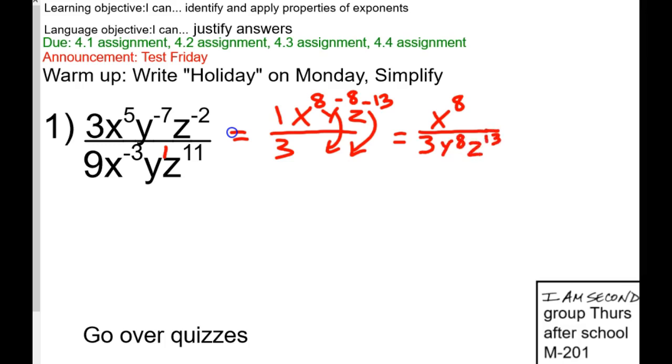Okay? So again, say that again. So it was negative, but when it comes down to the bottom, it turns positive. Same thing with the 8. So the y to the positive 8 on the bottom. So that's our warm-up. Now, I want to go over quizzes.